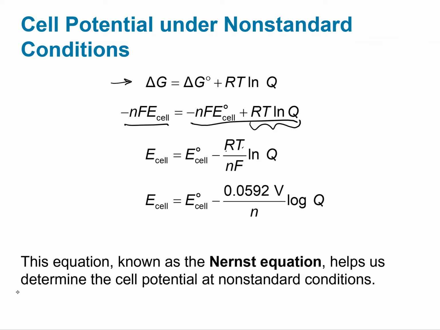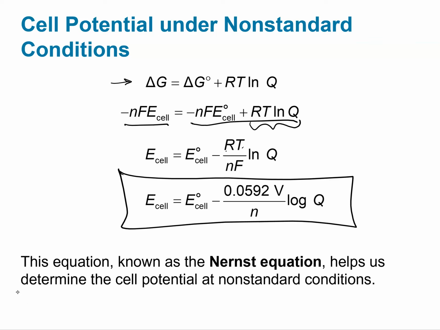So let me rearrange that. And so we have a new equation for non-standard conditions, where the potential of the cell under non-standard conditions is going to equal the potential of the cell under standard conditions minus this conversion factor of 0.0592 volts divided by n, number of electrons, times the log of Q. This is referred to as the Nernst equation, and it's a very useful equation for looking at cell potential under non-standard conditions. So, are you thinking, I have to know this? Yes, you will have to know this.